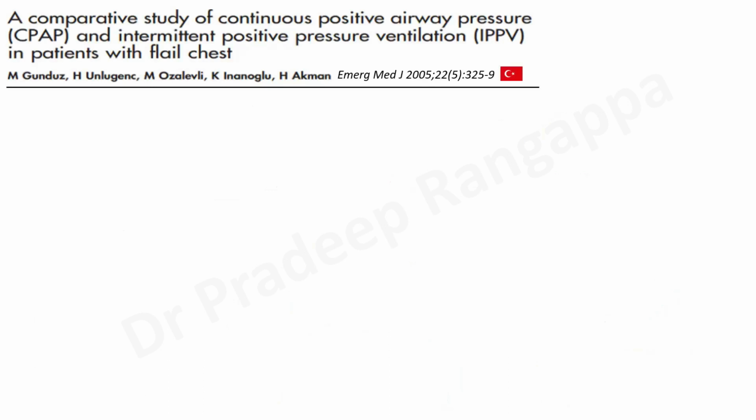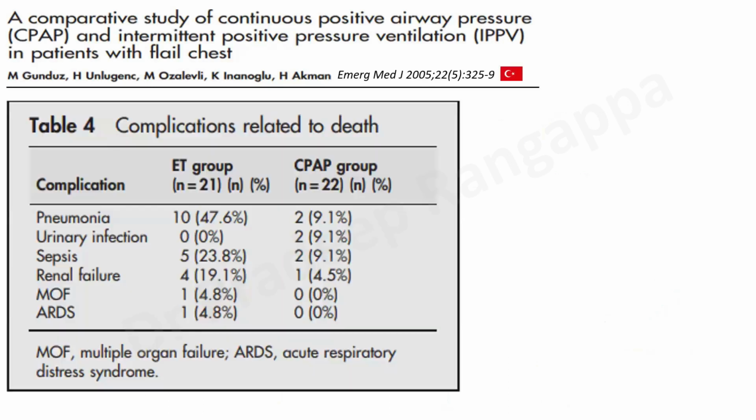So this is another study that came from Turkey. Again, all these are retrospective studies. As you see, they had an endotracheal tube ET group and a CPAP group. The complications were significantly more in patients who were intubated and mechanically ventilated, because the risk of pneumonia was 47.6% in intubated patients versus 9.1%. And the risk of acute kidney injury or renal failure was more in intubated patients as compared to CPAP. Even multi-organ failure and ARDS were more in intubated and mechanically ventilated patients.